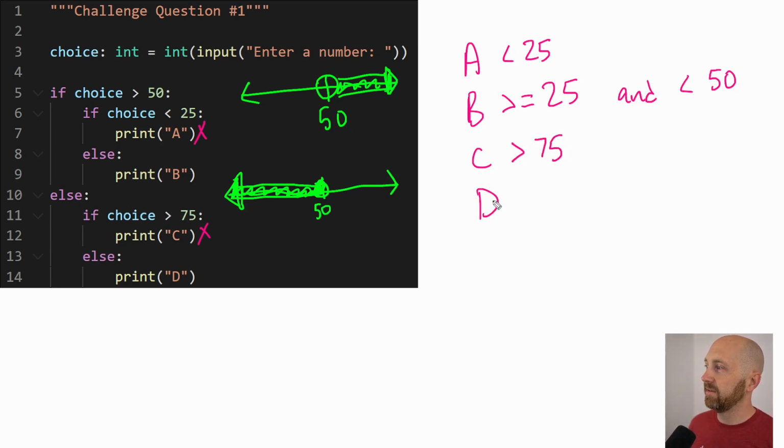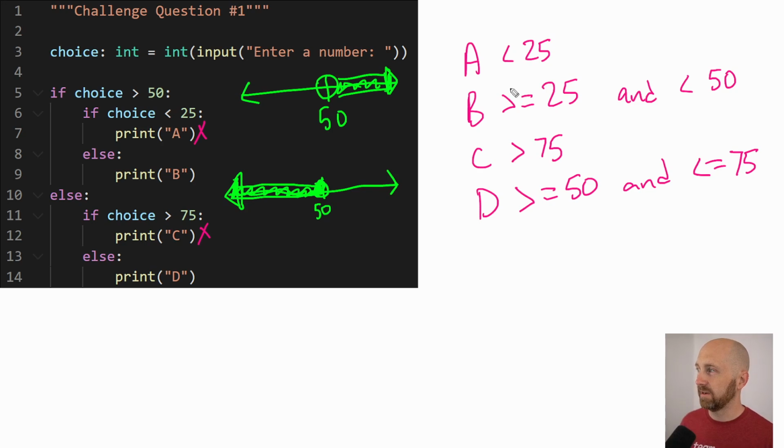And D would have then been, let's say, for greater than or equal to 50 and less than 75 or equal to 75, right? So the question is, could we implement logic that actually has these qualities? And the answer is absolutely yes, you could. And that would be a great exercise for you to do.